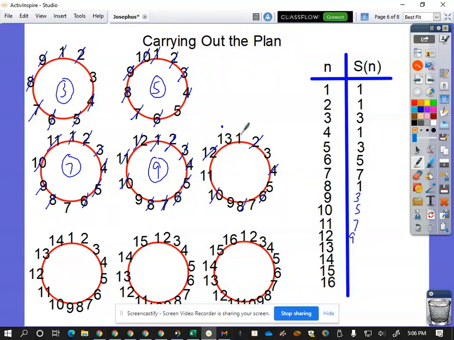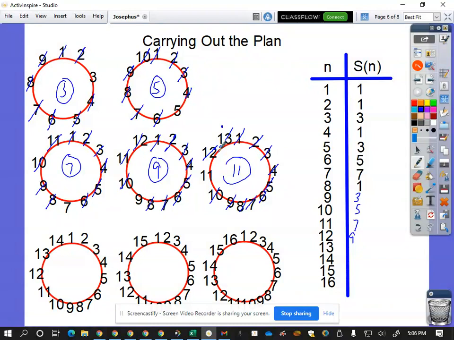So 13 eliminates 1, 3 eliminates 5, 7 eliminates 9, 11 eliminates 13, 3 eliminates 7, and 11 eliminates 3. And indeed, that was the 7th number that we had left after we eliminated all the evens.